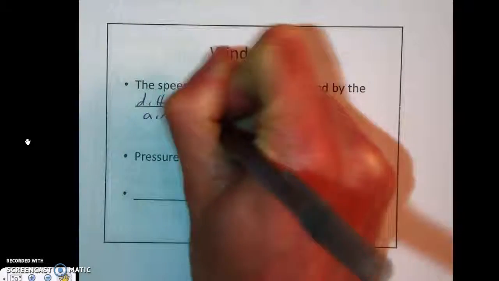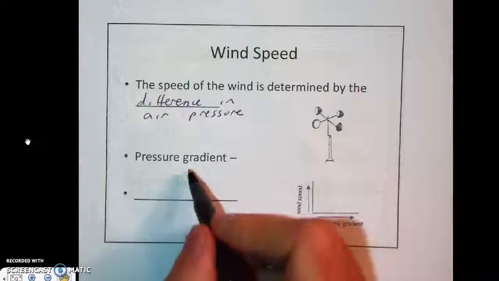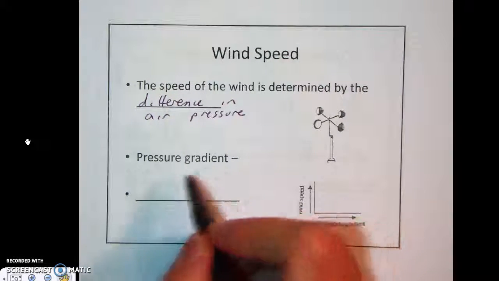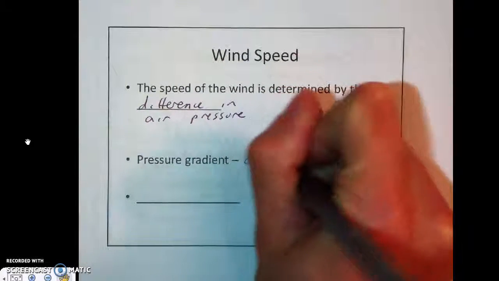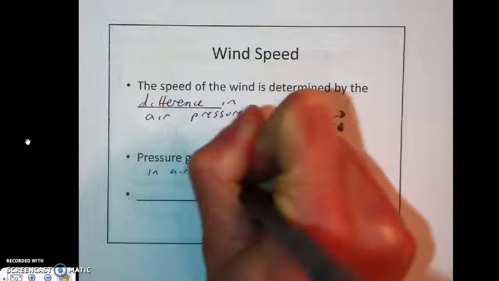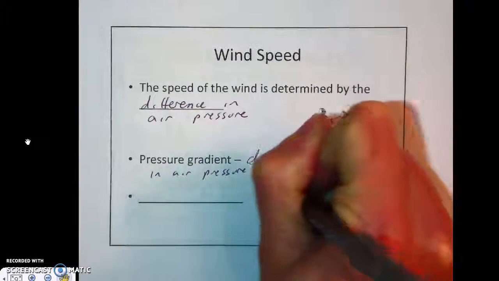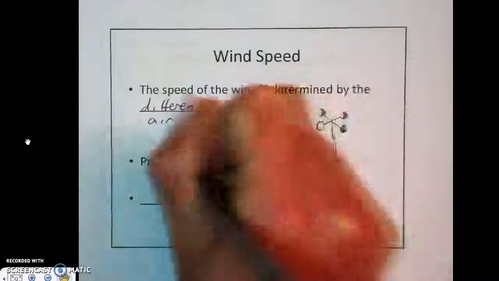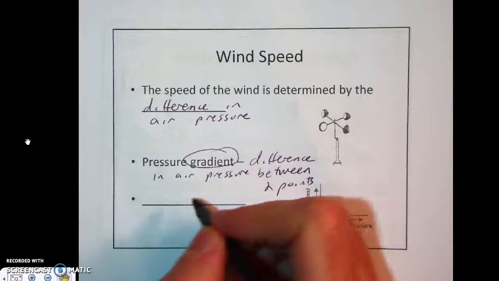Difference in air pressure. This is what's called pressure gradient, or pressure gradient force. That's really, again, the difference in air pressure between 2 points. So we're back to gradient again, and we can calculate pressure gradient the same way you would calculate the gradient of slope or temperature gradient, anything like that.